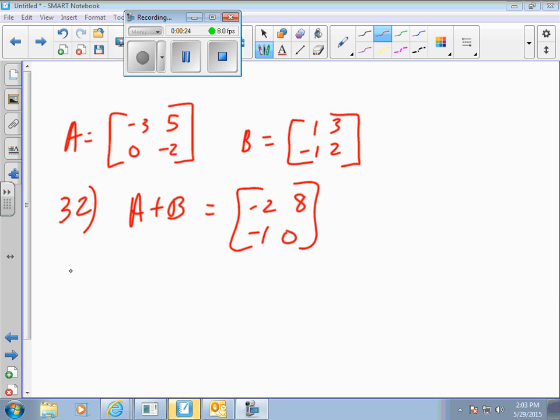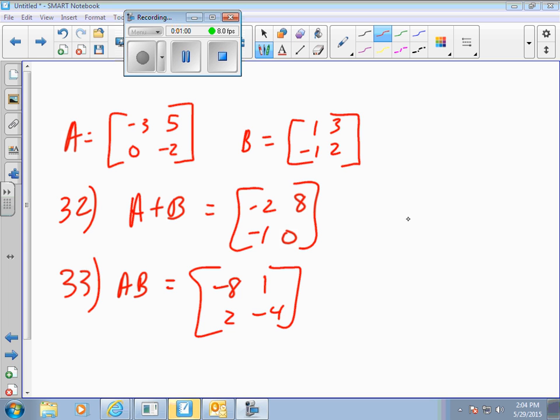We're using the same matrices in question 33 where they asked me to actually multiply A times B. That's a little bit trickier because we have to take rows times columns. So I'm going to take -3 times 1 and 5 times -1, and I get -8. You have to add those two together. To get this element here, I'm taking first row times second column, which gives me -9 plus 10 is 1. This element, second row, first column, I get 2. And first row, second column gives me -4.